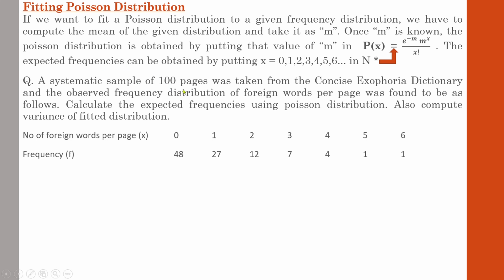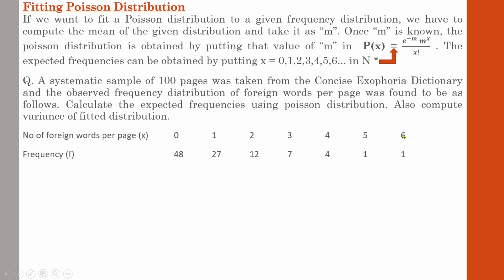So in this case, 100 pages of a certain dictionary, the Concise Exophoria dictionary, which is a dictionary for the medical field, and its observed frequency distribution of foreign words per page is given. That is, in 0 pages there will be a frequency of 48. In case of one foreign word on a page, the frequency of occurrence will be 27, and in case of 2 foreign words, the frequency of occurrence will be 12.